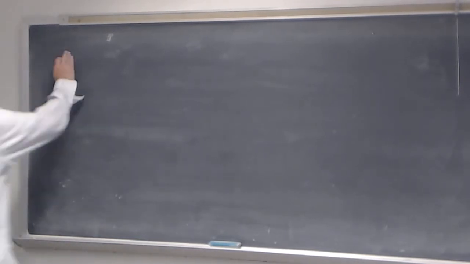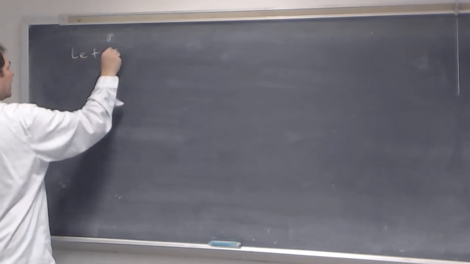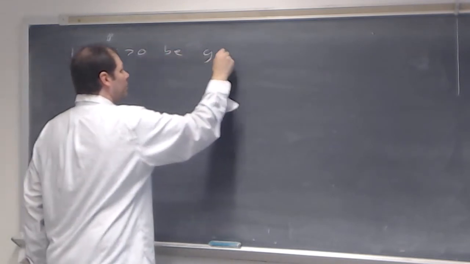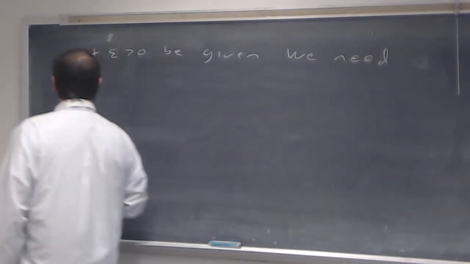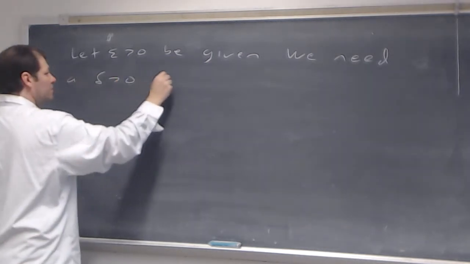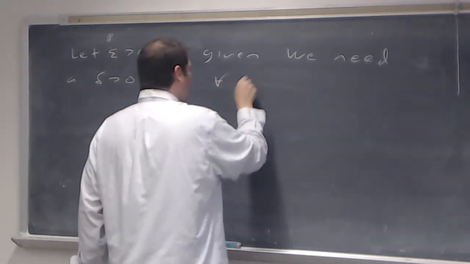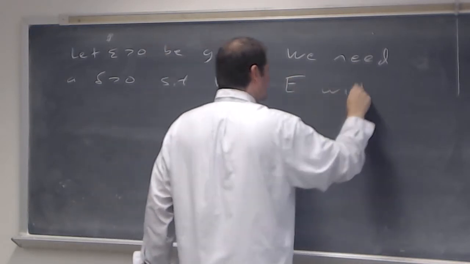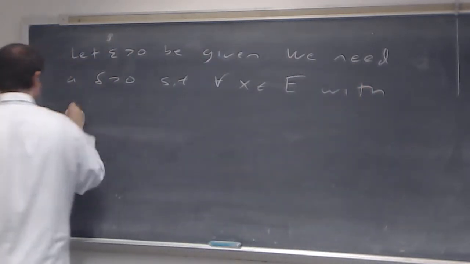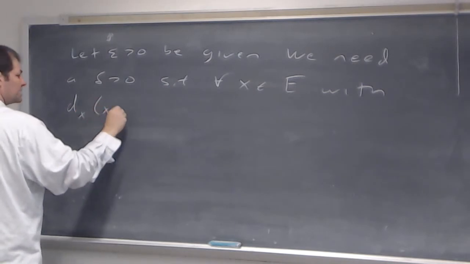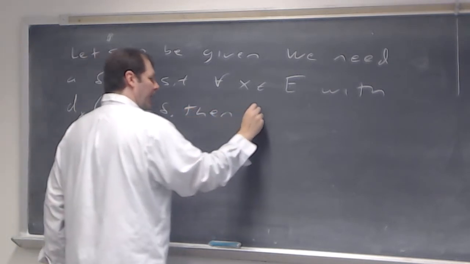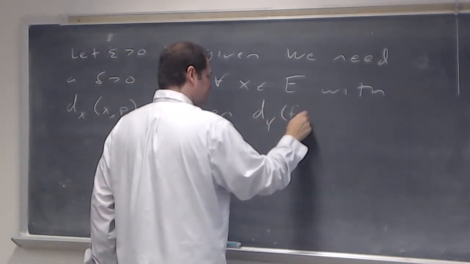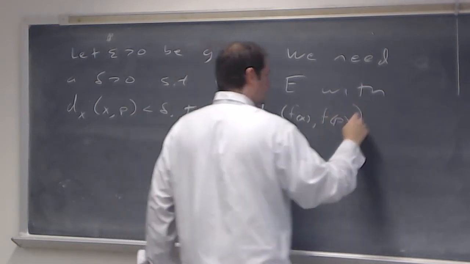Okay, the way we're going to do that is that we use the definition of continuity. So on the left, let epsilon greater than 0 be given. We need a delta bigger than 0 such that for all x in E with the distance between x and P less than delta, that will force the output values, which are in Y, their distance from f of P to be less than epsilon.